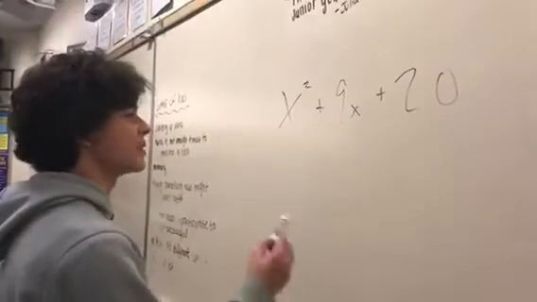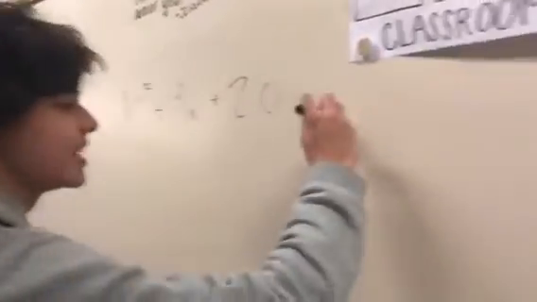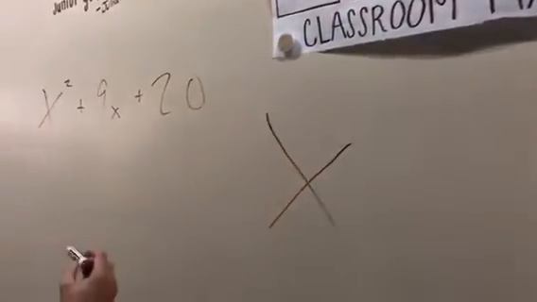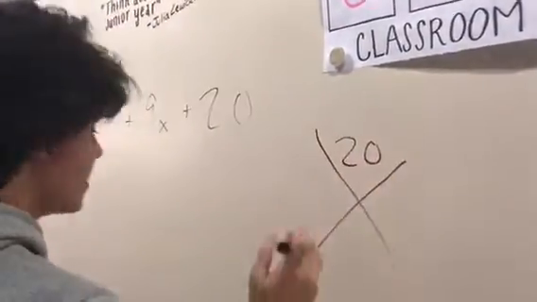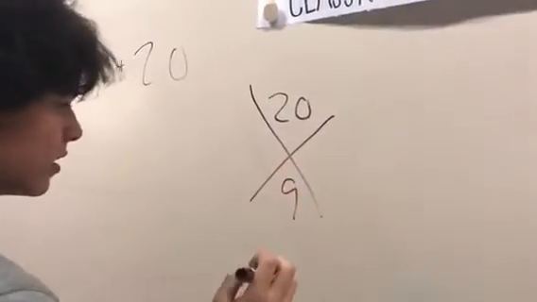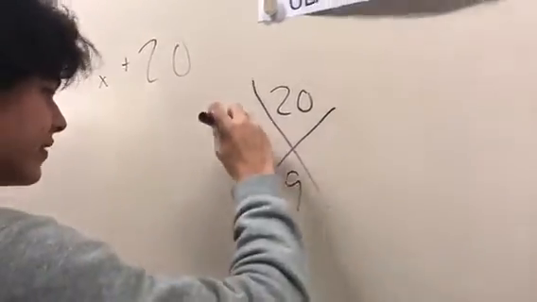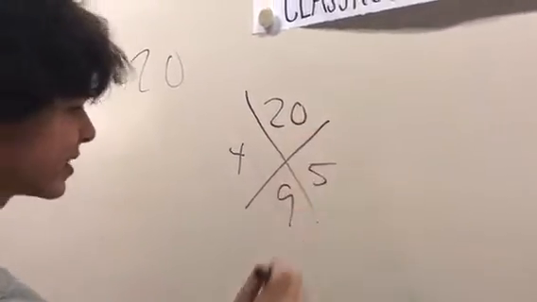Now we need to factor our equation. So let's do the diamond method. Let's go to x. A times c is 20, and b is 9, and 4 and 5 add up to 9 and multiply to 20.